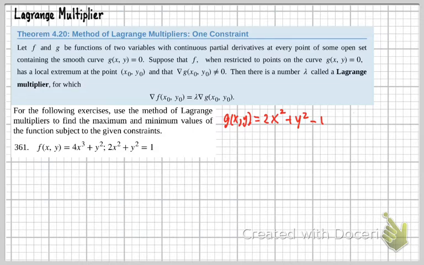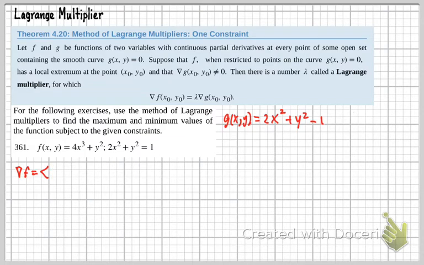So now what I'm going to do here is, I know my f(x,y) is this function here. So now we're just going to find the gradients of each. So the gradient of f, and the partial of this with respect to x is the first thing. That's going to be my fx here.